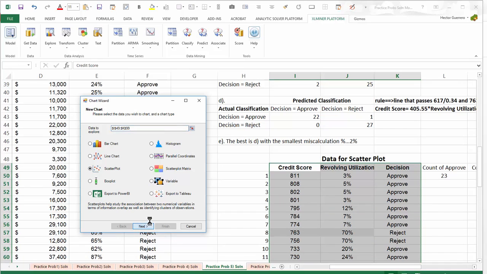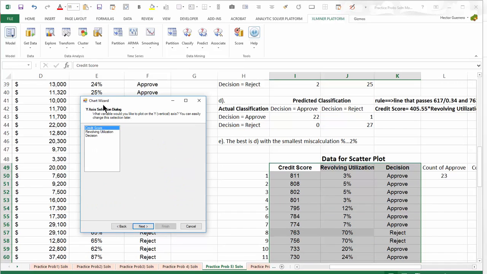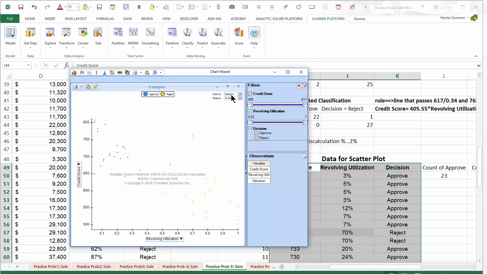Scatter diagram. Next, it asks me what my y-axis is going to be. The y-axis was going to be credit score. I hit next. It asks me what my x-axis selection is going to be, and I pick revolving utilization. It says, do you want to color a selection? I do. I want to color decision, because we have two decisions, reject or accept. It asks me about a panel. I don't want a panel. Hit finish. And here's the graph that I get.